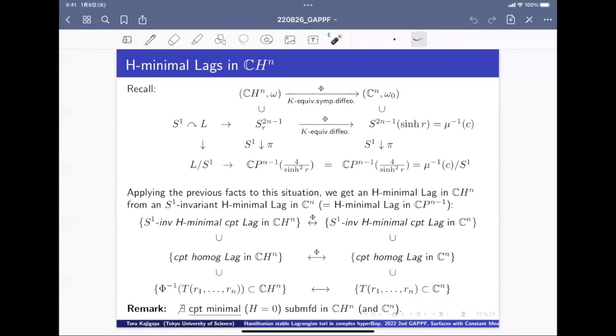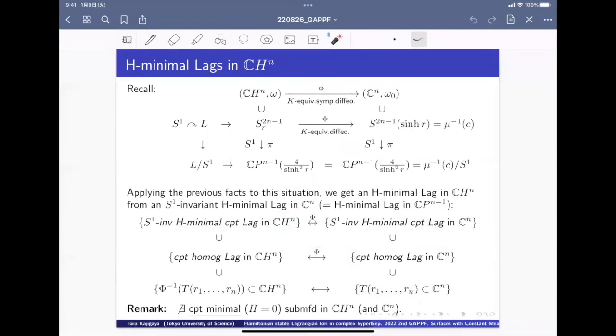We remark that there is no compact minimal submanifold in CHN and CN. So these examples are never minimal submanifolds. However, we know several examples of H-minimal Lagrangians in CN. So this provides many examples of H-minimal Lagrangians in CHN through the map phi.